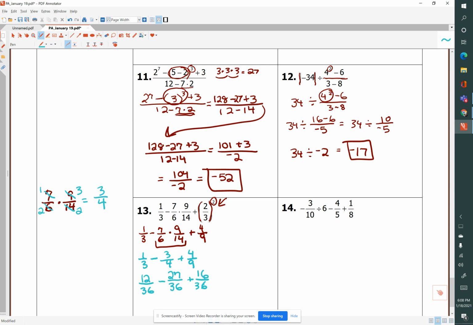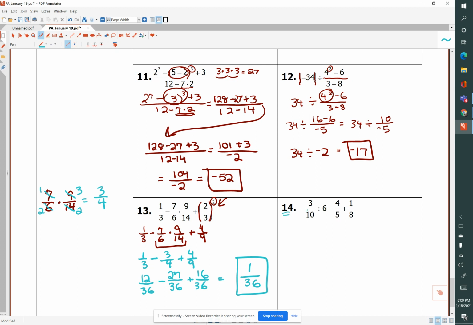Okay, now just work from left to right. We already have our denominator of 36. 12 minus 27 plus 16 is 1. 12 minus 27 would give us a negative 15, plus 16 equals 1. And that's our final answer, 1 over 36. Just use the rules you know for addition and subtraction, multiplication and division of fractions.